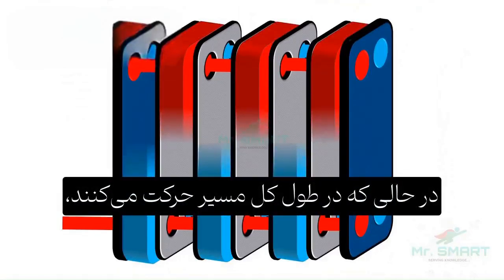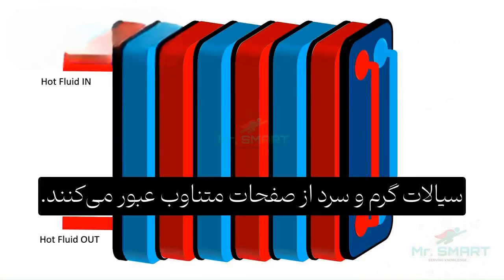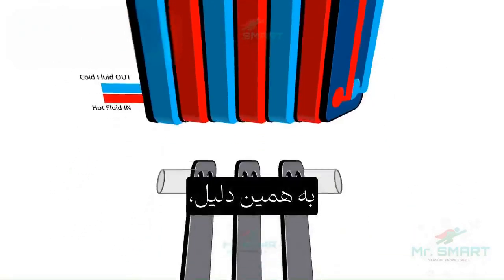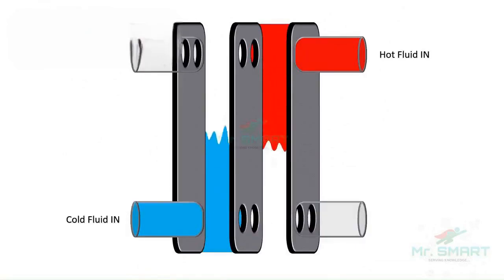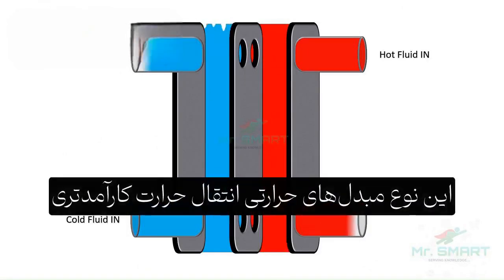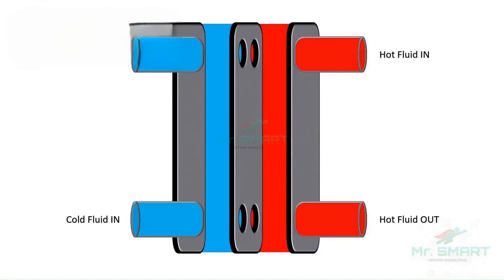While running along the entire length, the hot and cold fluids flow through alternate plates. Because of this, the area of contact between hot and cold fluid becomes more. Hence, these types of heat exchangers provide more efficient heat transfer between the fluids.